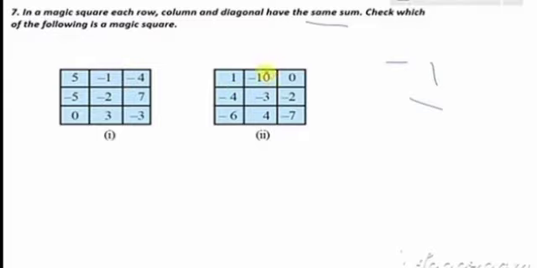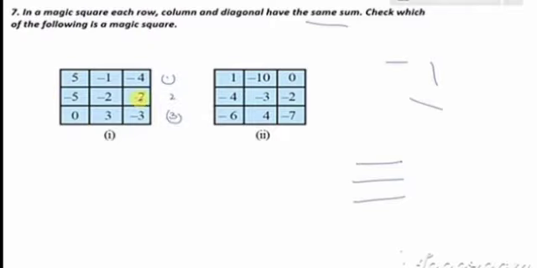First we have to know what is a row, what is a column and what is a diagonal. So you can see here, a horizontal line is called a row. Here 5, minus 1, minus 4 is row 1. Minus 5, minus 2, 7 is row 2. And 0, 3, minus 3 is row 3.